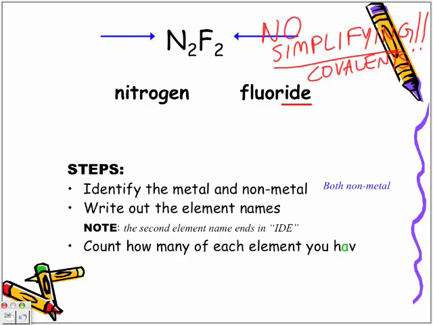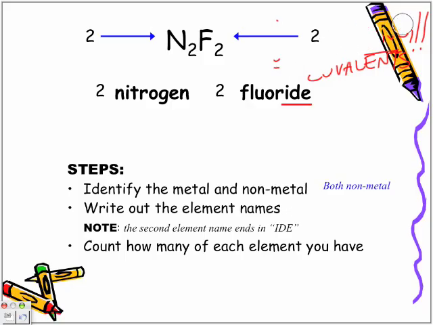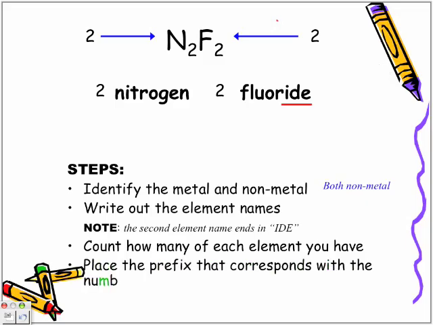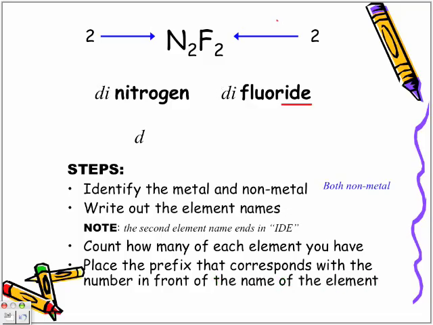Okay, how many of each one? So we're going to count them. We have 2 nitrogen, and we have 2 fluoride. So think about the names now that are used for those compounds. According to the prefixes, the 2 nitrogen, 2 fluoride are represented as dinitrogen difluoride.